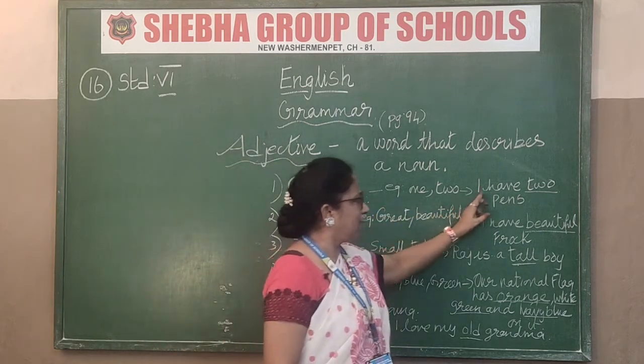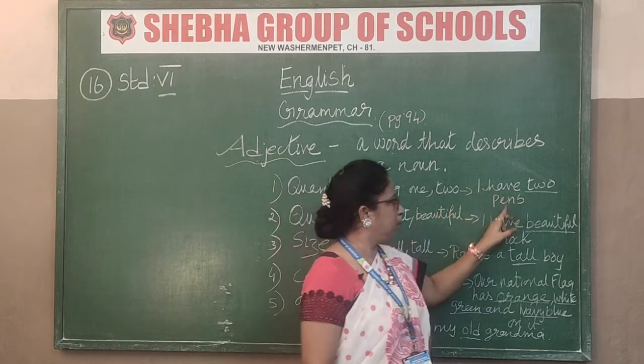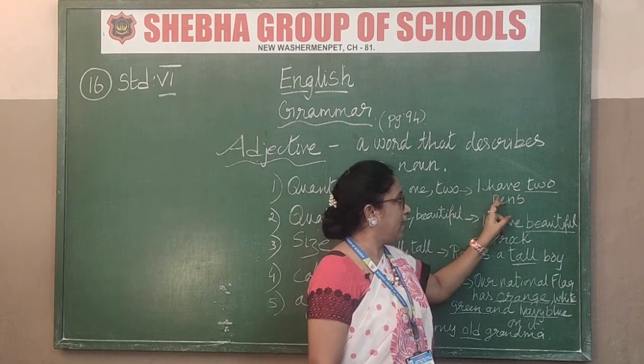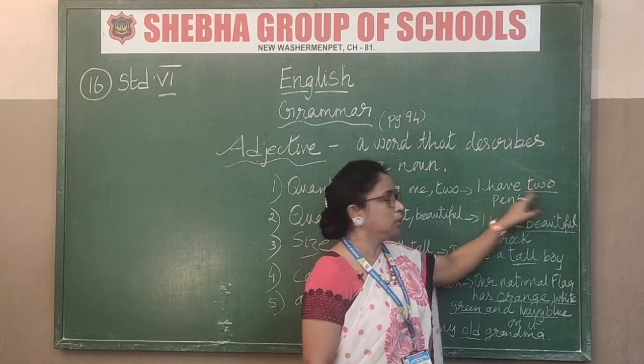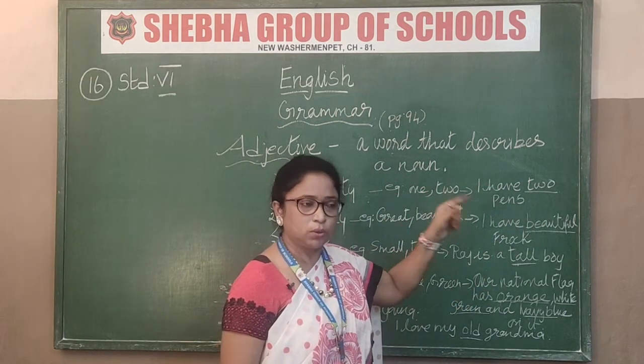Example, see, I have 2 pens. How many pens do you have? The pen, what is the thing? Noun is here. This is a noun. I have 2 pens. So 2 is the what? That's the quantity. That is also an adjective.